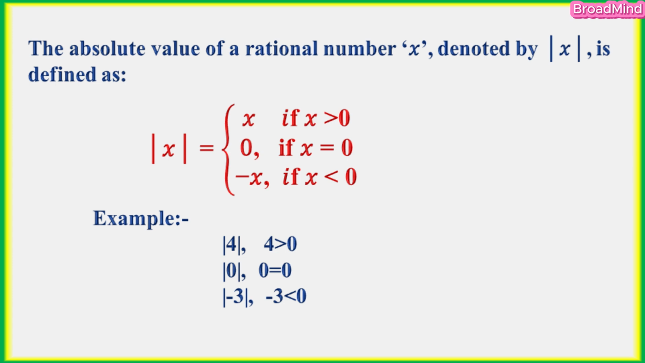The absolute value of a rational number x, denoted by absolute value of x, is defined as follows. The absolute value of x is equal to x if x is greater than 0. This means that instead of x, you can use any positive number which is greater than 0. If x is equal to 0, instead of x, you can use 0. In this case, the absolute value of x is equal to 0.